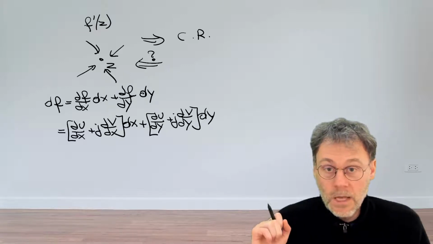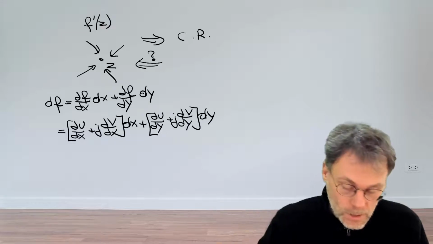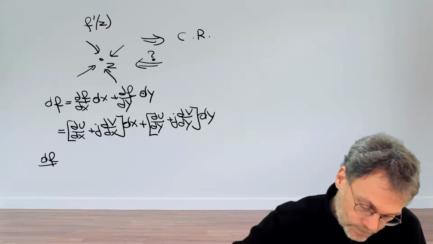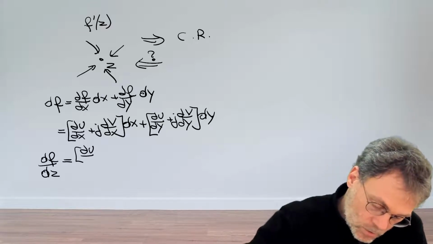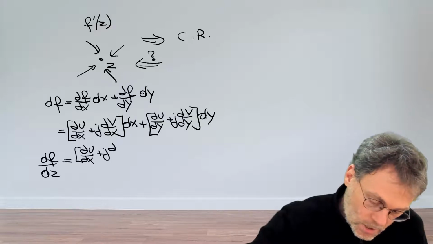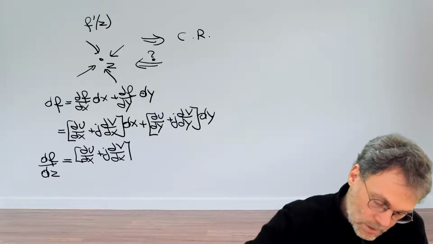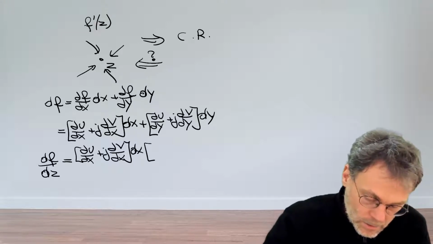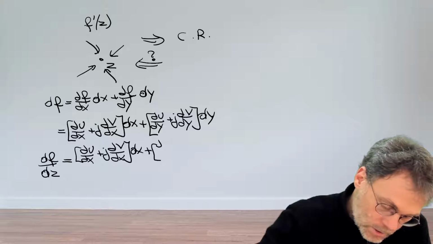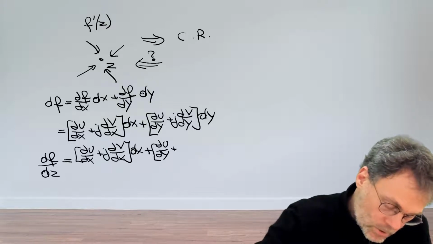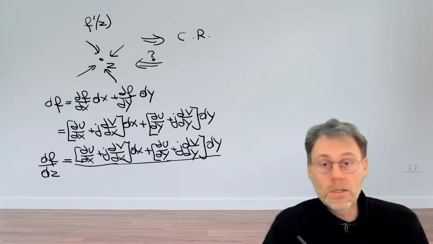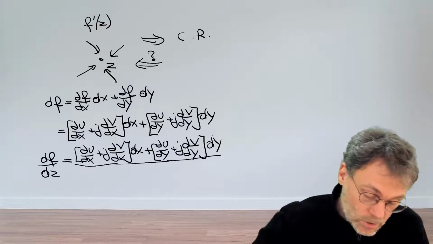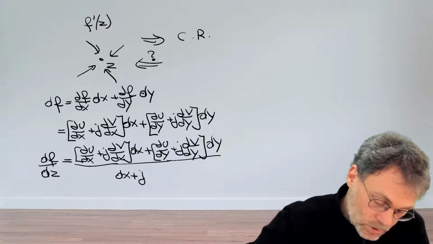We're not really interested in df by itself, we're interested in the ratio df dz when we want to calculate the derivative. So this means that if I just copy and paste the numerator here, so du dx plus j dv dx, and then plus du dy plus j dv dy, and then we divide by dz. And dz obviously consists of a real part and an imaginary part as well. So this is going to be dx plus j dy.